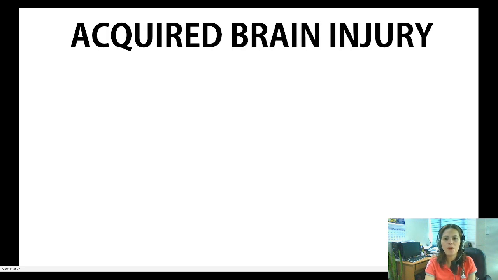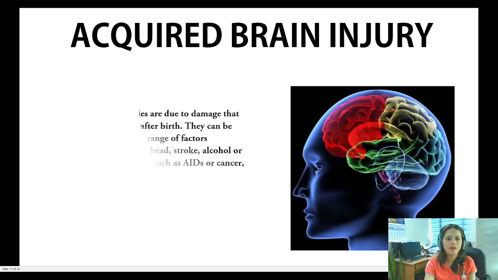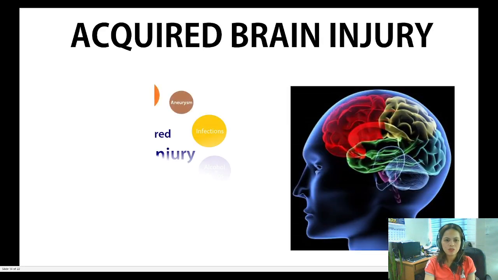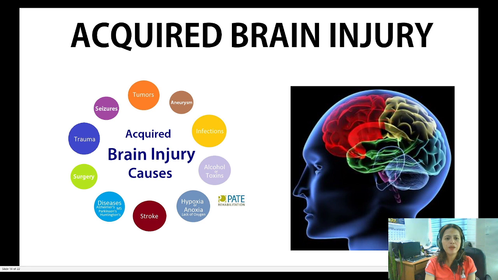The next one is acquired brain injury. Acquired brain injuries are due to damage that happens to the brain after birth. They can be caused by a wide range of factors, including a blow to the head, a stroke, alcohol or drugs, infection, diseases such as AIDS or cancer, or a lack of oxygen. So there are different acquired brain injury causes such as tumors, aneurysm, infections, alcohol, hypoxia or anoxia, stroke, diseases, surgery, trauma, and seizures.